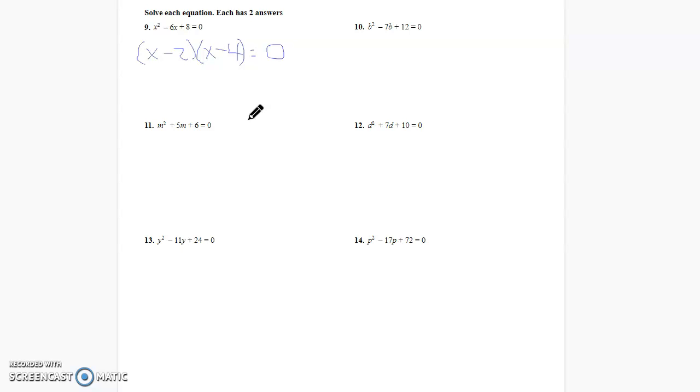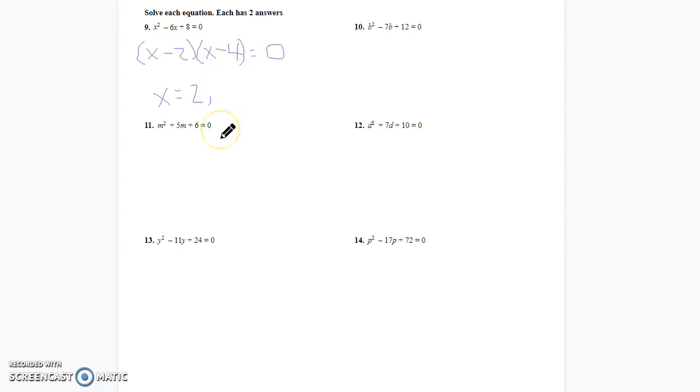Now, think of it this way. We have two very easy one-step equations inside these parentheses because, all right, x minus 2 equals 0. What can x be? Well, if you make this x into a 2, 2 minus 2 is 0, and then it doesn't really matter what this is, like 2 minus 4 is negative 2, whatever. Yeah, 0 times negative 2 is 0. So 2 is one of the answers.